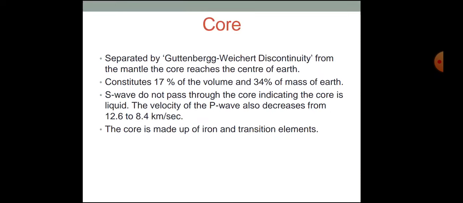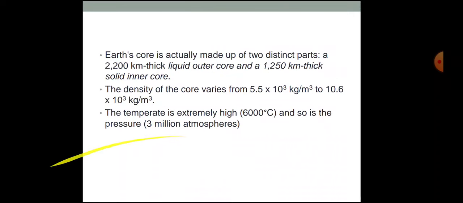Core, separated from the mantle by the Gutenberg-Wiechert discontinuity, reaches the center of Earth. It constitutes 17% of volume and 34% of mass of Earth. As secondary waves, that is S waves, do not pass through the core, it indicates the core is liquid. The velocity of the primary wave also decreases from 12.6 to 8.6 km per second. The core is made up of iron and transition elements.